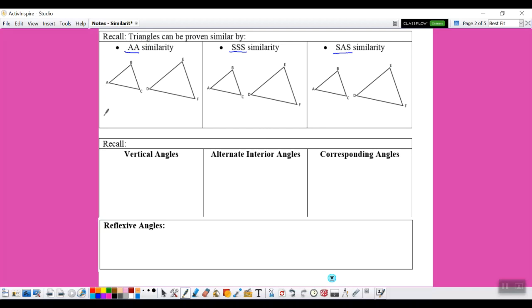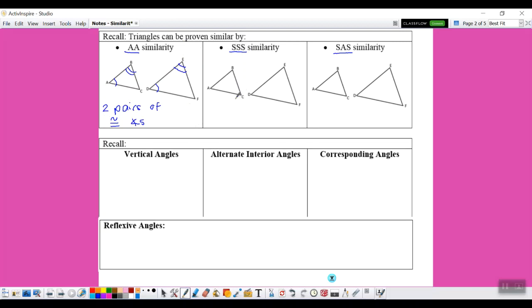In angle-angle similarity, we have 2 pairs of congruent angles. So it could be A and D with B and E. It could be A and D with C and F. It could be B and E with C and F. Doesn't matter which 2 pairs as long as there's 2 pairs.